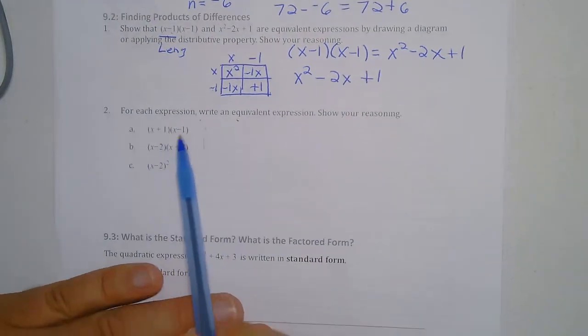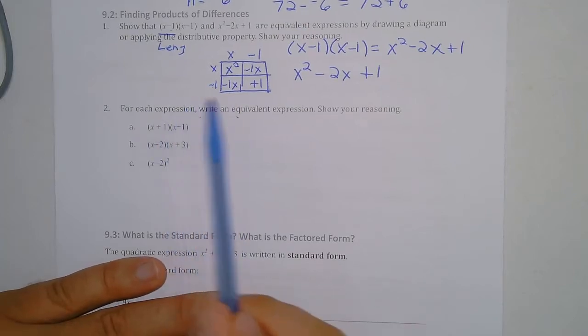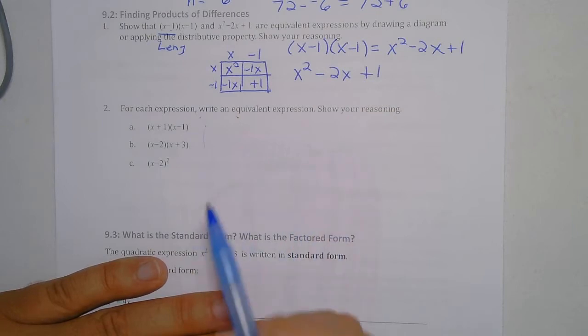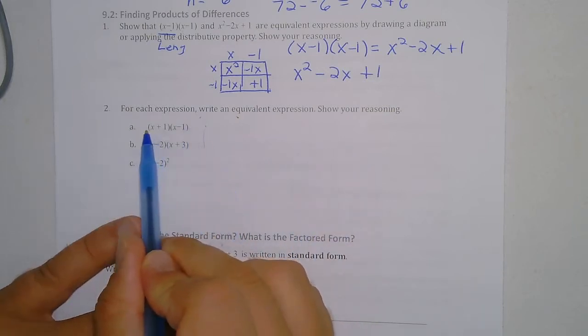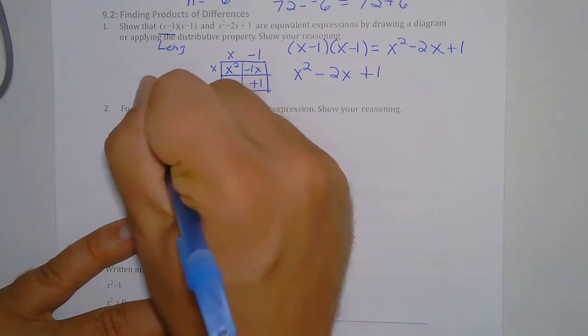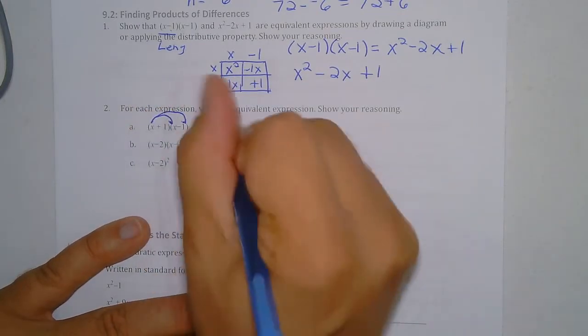And now here, for each expression, we're going to write an equivalent expression and show our reasoning. So what we're going to do here, I'm going to use old-fashioned distribution, and I'm going to multiply x times x and x times negative 1.